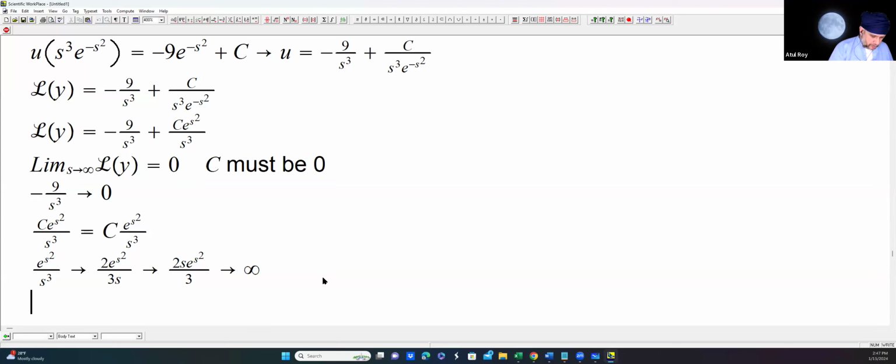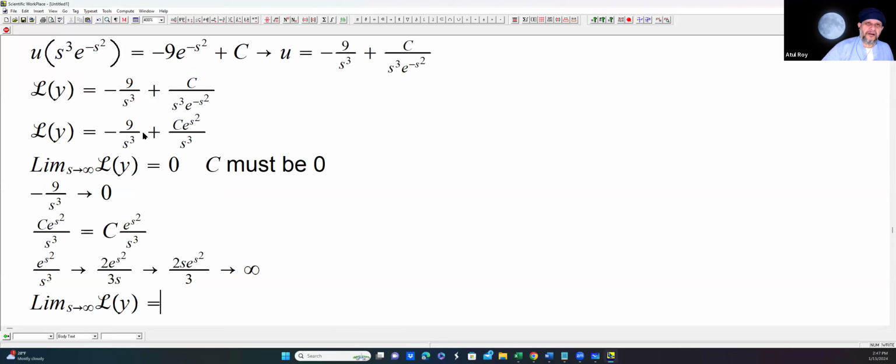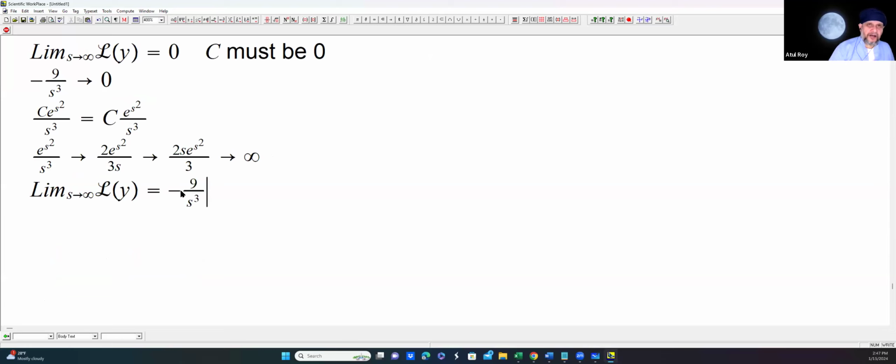So this is zero. No, this is not zero, sorry. This becomes this, right? Are we clear? So y is how much? Negative inverse Laplace of 9 over s cubed, right?